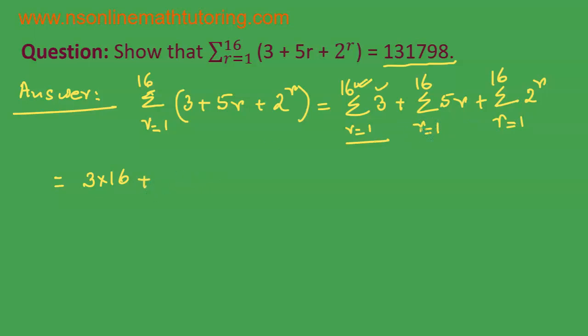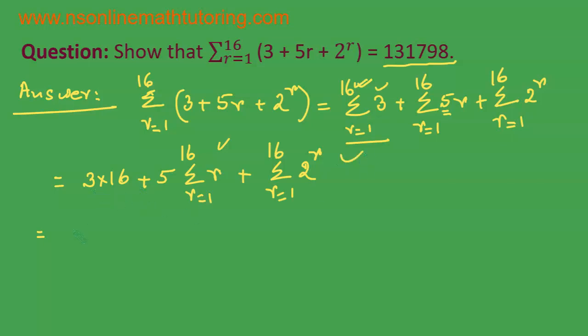Coming to the next term, 5r. This 5 is a constant, so I can take that 5 outside the sigma notation. This is also another property. So this is 5 times sigma r equal to 1 to 16 of r, where we have a single r, and this is plus sigma r equal to 1 to 16 of 2 to the power of r. Okay, now I'll be plugging in different values of r for these two terms.